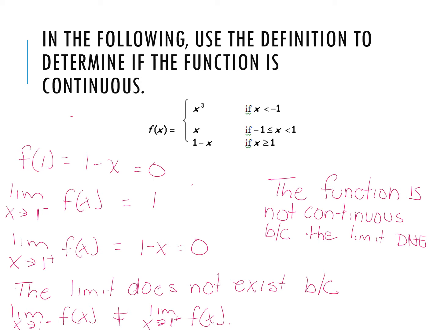I could stop right there because if it fails one part of the 3 definitions, it only has to fail one part in order to be discontinuous. So I could stop there and say the function is not continuous because the limit does not exist. I would like for you to finish the next 4 problems in that section and then come back and I will show you the answers.